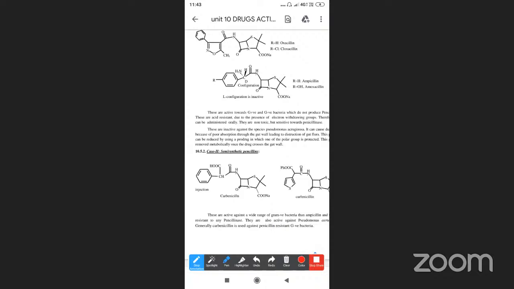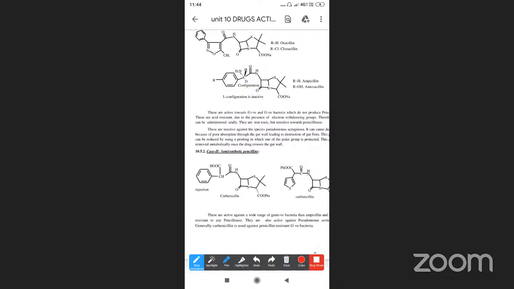So if the NH2 group is away from the observer or out of plane, then its configuration will be D. And if the NH2 group is nearer to the observer, then its configuration is L. So if it is L configuration, it is inactive, and if it is D configuration, it is the active one. So the stereochemistry plays a very important role in this particular drug chemistry.